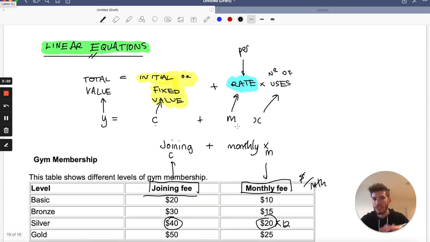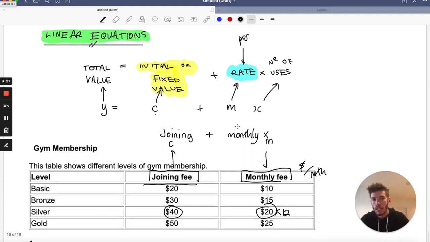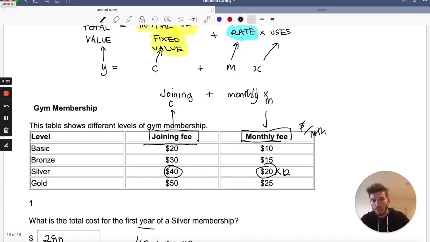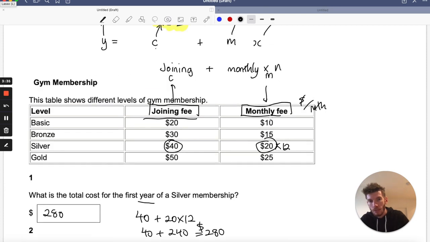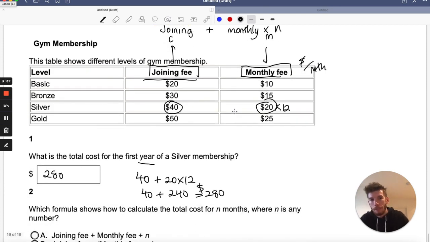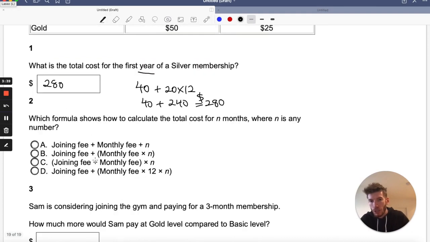And the number of uses in this case is going to be the number of months, right? So I write this in a way that's generalized so that it works for any scenario. In this case, we're using the monthly fee for n months for the equation there, right? So we'll just put n because we don't have a known number. And that then points us to the answer, right? So joining fee plus monthly fee times n, and we can see B is going to be the most correct.